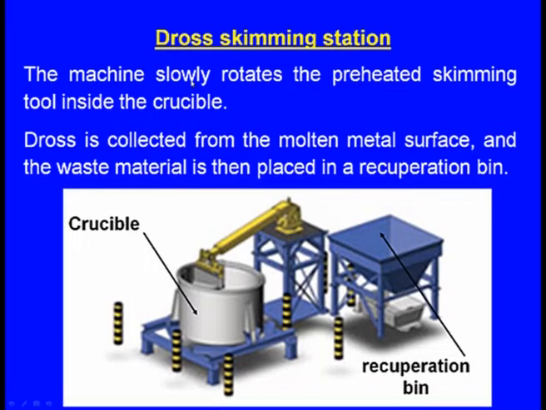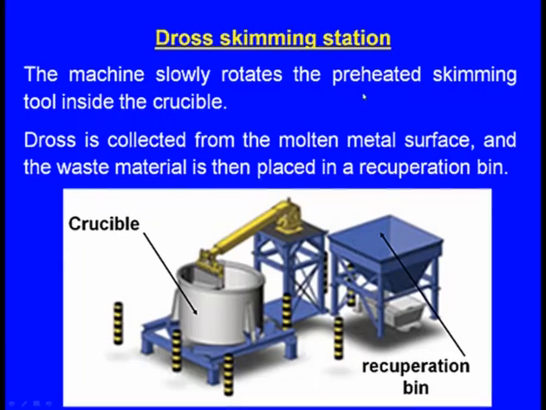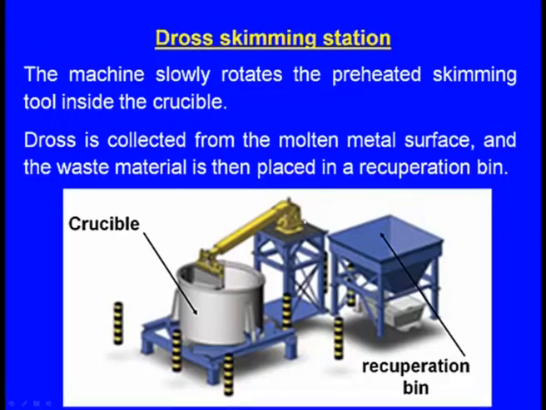Now here we can see, for this skimming, there will be apparatuses. So this is the dross skimming station. The machine slowly rotates the pre-heated skimming tool inside the crucible. Here we can see this is the crucible. This is done after we collect the molten metal from the furnace, and when we collect it into a crucible, at that time this skimming can be done.